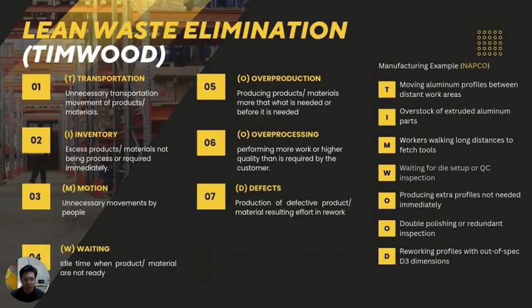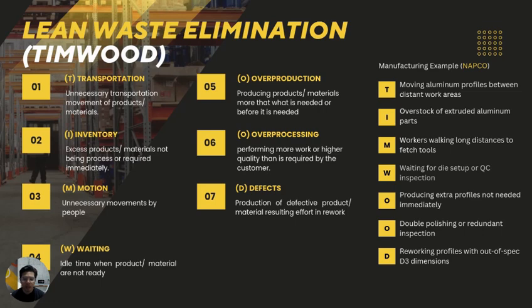So moving on to the next, which is the Lean waste elimination. So a major focus in Lean is on eliminating the 7 types of waste, summarized by the acronym TIMWOOD. So this includes transportation, I is for inventory, M is for motion, W is for waiting, O is for overproduction, the other O is for overprocessing, and the last one is D for defect.